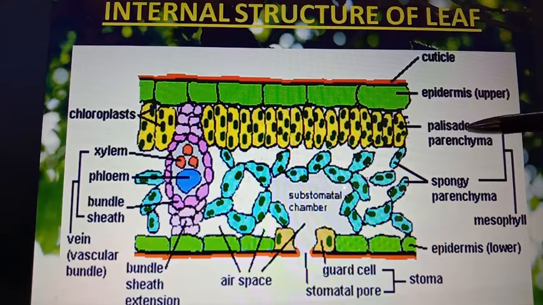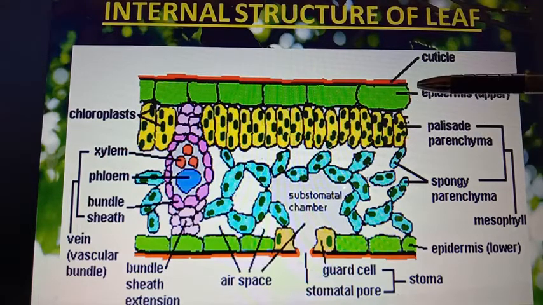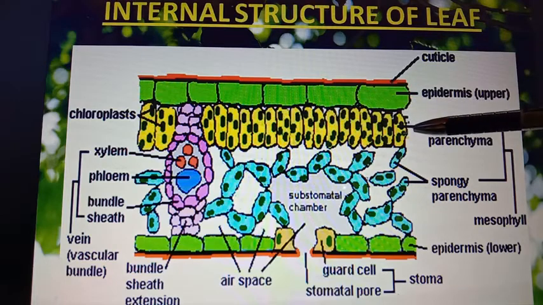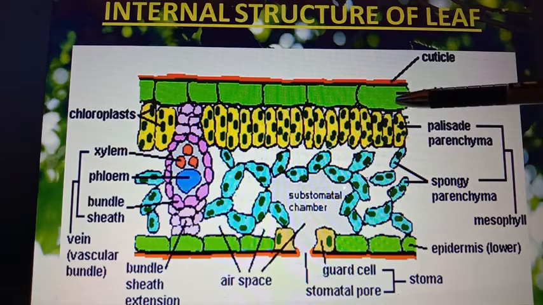So first is palisade layer. This is the palisade layer, which is present just beneath the upper epidermis. These are mainly column-shaped cells, very closely packed. These palisade mesophyll cells contain lots of chloroplast. So for that reason, most photosynthesis takes place in this layer, that is palisade mesophyll layer.